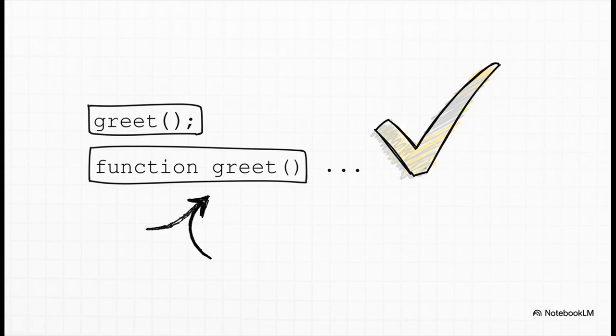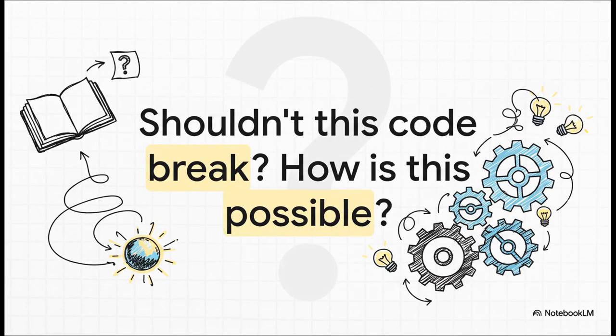Take a look at this code. We're calling the function greet before we've actually defined it. Now, in most other languages, this would be an instant error, right? The whole program will just crash and burn. But in JavaScript, this works perfectly. The real question is, how? I mean, that's the million-dollar question, isn't it?